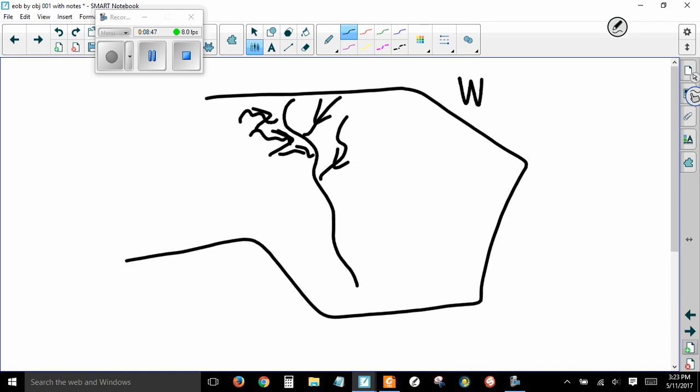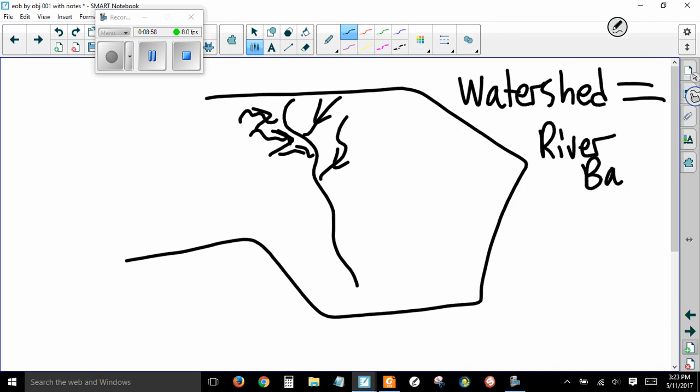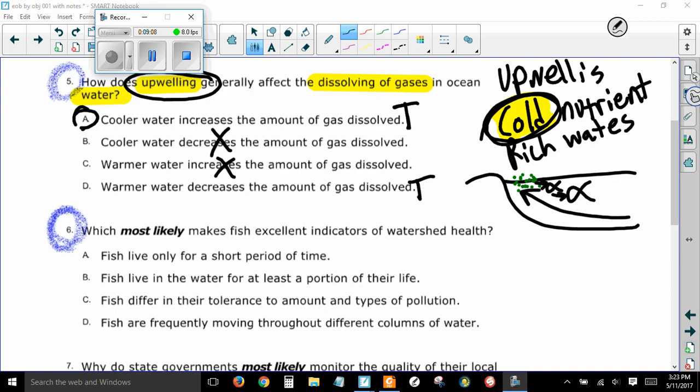So stick this in your brain. Watershed equals river basin. They're the same thing. They're the area where all the water runs into the same river. All right, so we're looking back at the question now. Which most likely makes fish excellent indicators of watershed health?